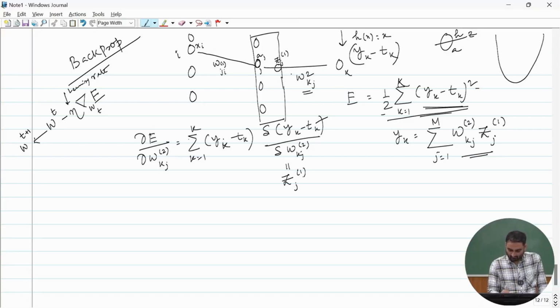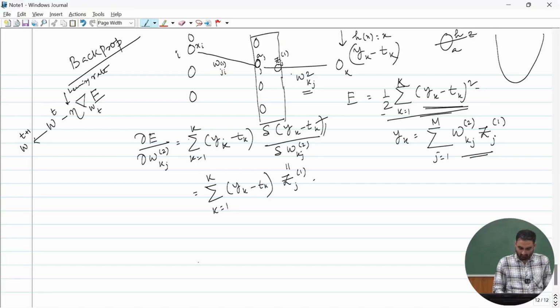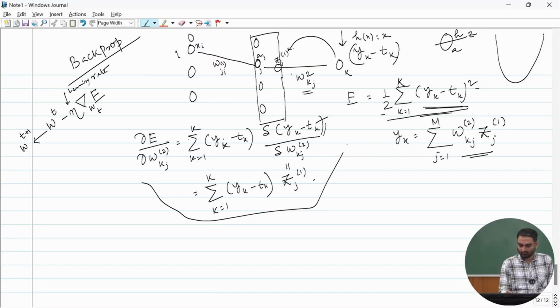So the output of this will be this, the total output like this. Now remember, this is straightforward because there is only one hop. Now when we update this one, this is difficult, right? So del E del wji1.